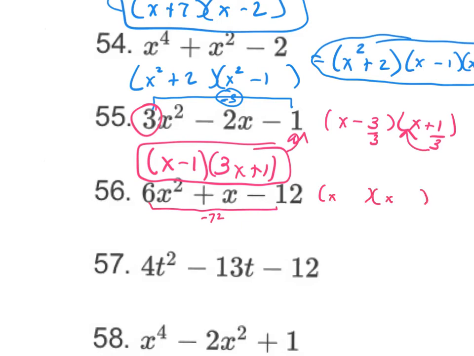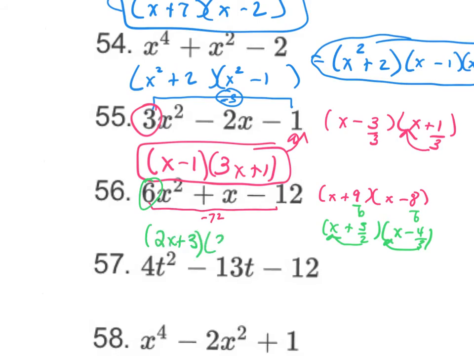So x and x, I'm going to say positive 9 and negative 8. And since my a term is not 1, I put it underneath and I simplify. So this becomes x plus 3 over 2. And this becomes x minus 4 over 3. Neither of those simplify to anything pretty, so we bring it out in front, and I have 2x plus 3, and then I have 3x minus 4. Now again, you can FOIL that back out, and you should get your original.